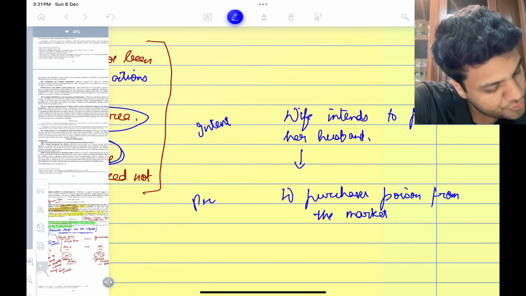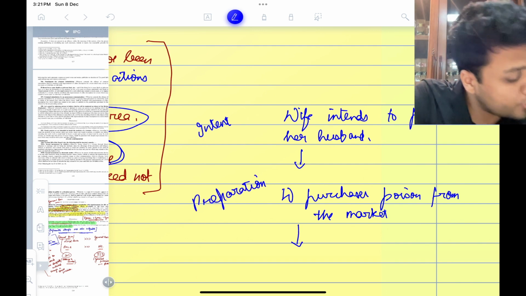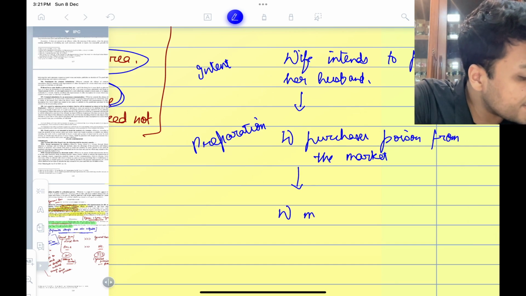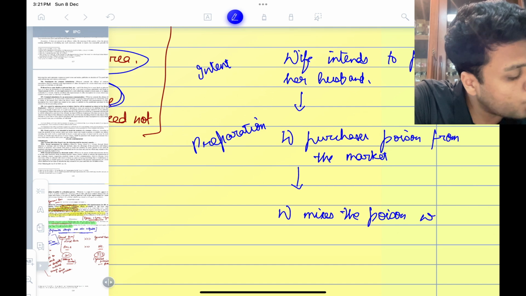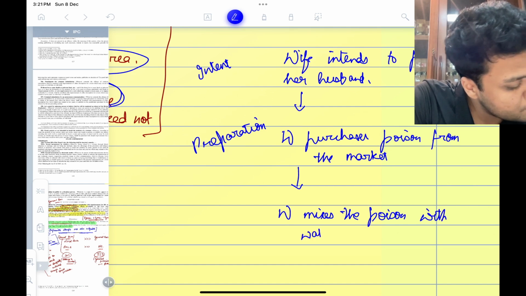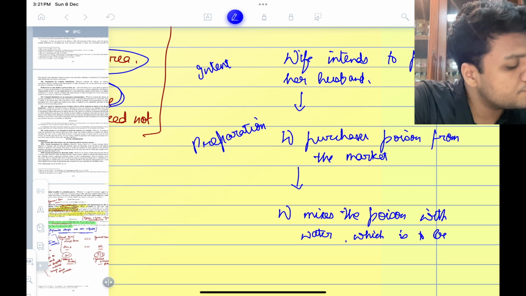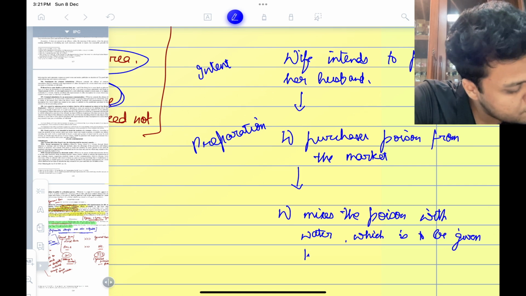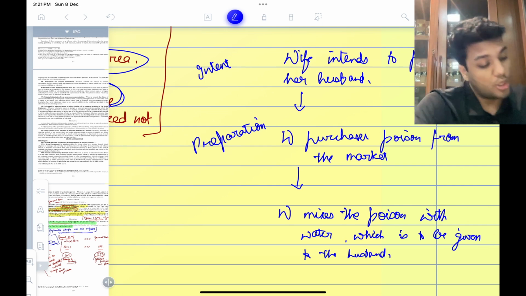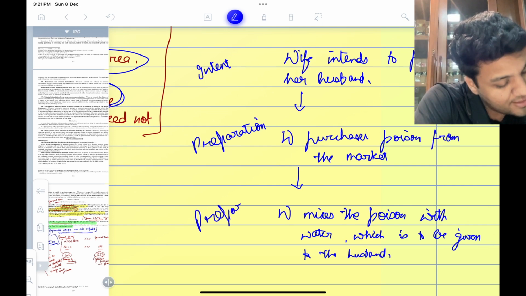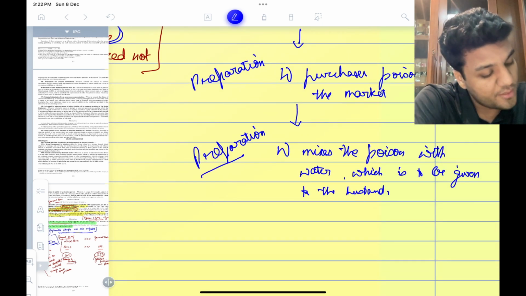This is also preparation. Now, importantly, I want you to focus on this. Wife mixes the poison with some water, to be given to the husband. This, I would argue, is also preparation, because as long as the water is not sent to be given to the husband, it can only be said to be preparation.